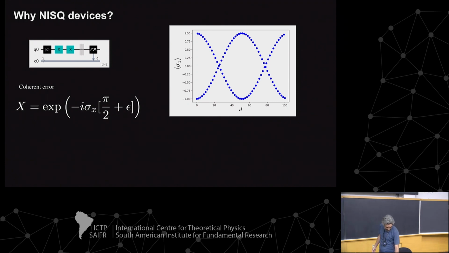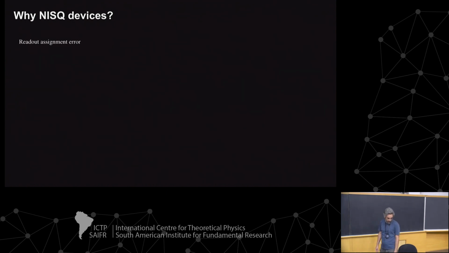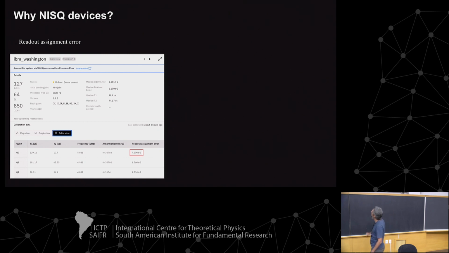But there's more than this. You also have environment noise. For example, if you introduce bit flips, then the situation gets even worse, and more errors are introduced into your system. Another critical error is called readout assignment error. It is an error that occurs when you try to read your qubits. If you look at a real computer from IBM, for example, this is the number, 7.6 times 10 to the -3. This is your error when you do readout assignment.